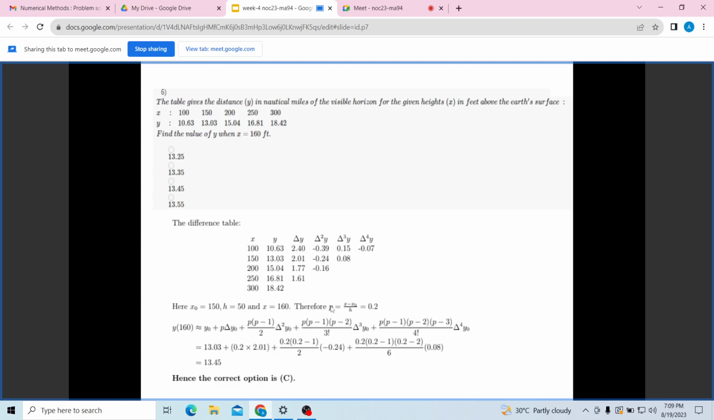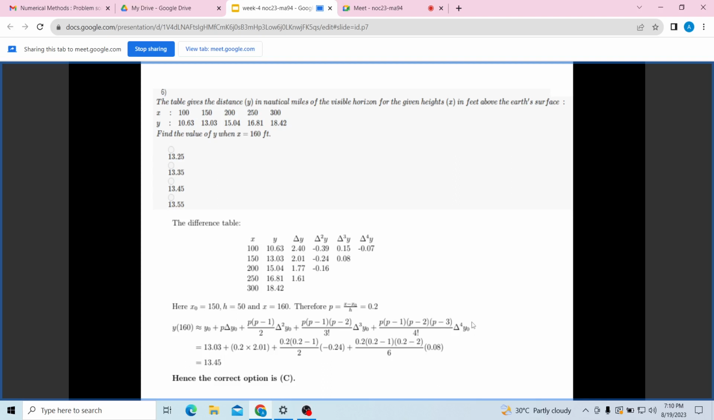So in this way you will get the value of p, that is x minus x naught by h. Now you have to use this p value in the Newton forward difference interpolation. So we have to calculate y at 160, right? So y at 160 is given by y naught plus p into delta y naught plus p into p minus 1 by 2 del square y naught plus p into p minus 1 into p minus 2 by 3 factorial into del cube y naught plus p into p minus 1 into p minus 2 into p minus 3 by 4 factorial into del 4 y naught. Since we have got the values till del 4, we have written it till del 4, right?